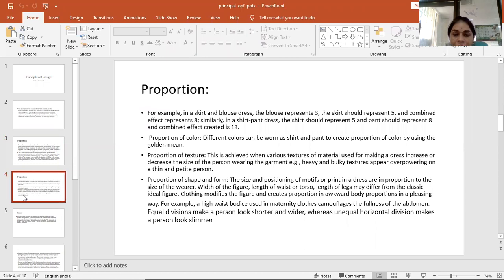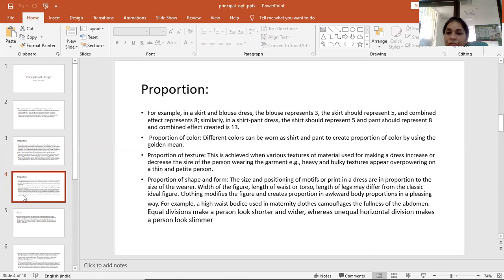For example, in a skirt and blouse dress, the blouse represents 3, the skirt should represent 5, and the combined effect represents 8. Similarly, in a shirt and pant dress, the shirt should represent 5 and the pant should represent 8, and the combined effect is 13. Proportion of color. Different colors can be worn as shirt and pant to create proportion of colors by using the golden mean.